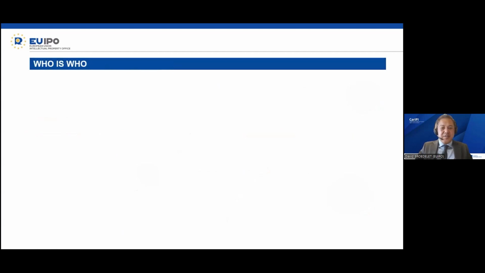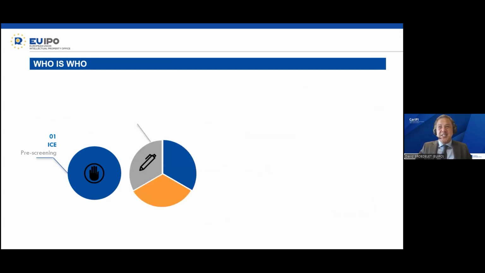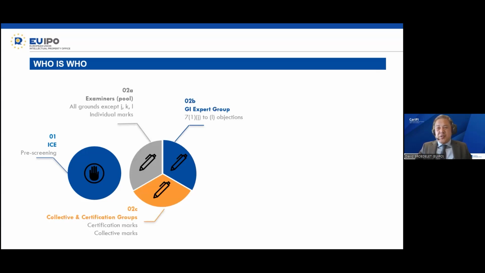Now, you see an empty slide, I will click one time. To know more or less the roles of the people involved in absolute ground examination, there is again the pre-screening, ICE. Then we have the examiners, and then for the frequent grounds, we have again the expert groups, as I said before. And then we have the groups for the collective and certification marks. And then we have the so-called quality checks, which are also done by colleagues. Obviously, a different colleague checks the quality; you don't check your own quality.